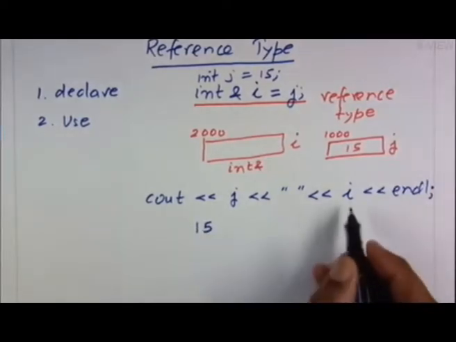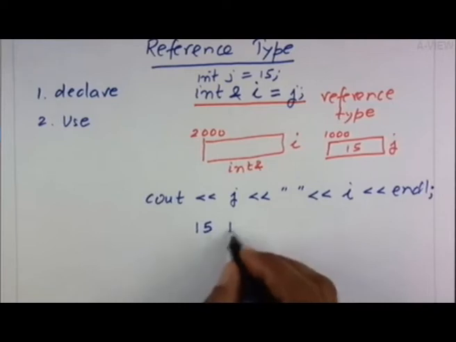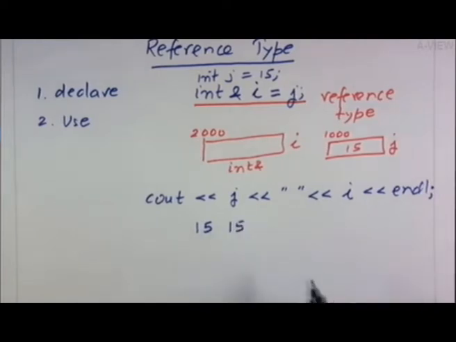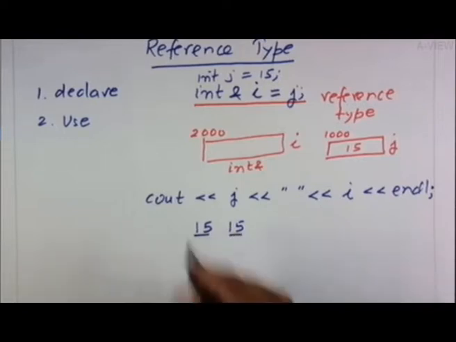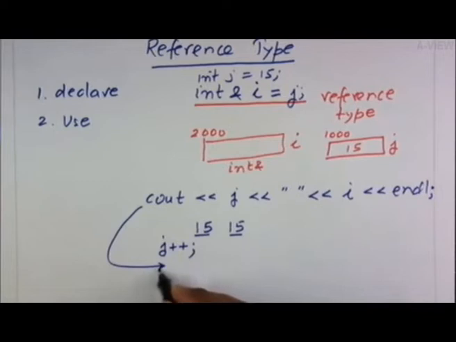And what does it do for I? You will observe that the value printed is also 15, which is same as the value of j. Now let me do something. Let me change the value of j. So I do j plus plus, and then I pull out this cout statement again, reuse it here, insert it here.